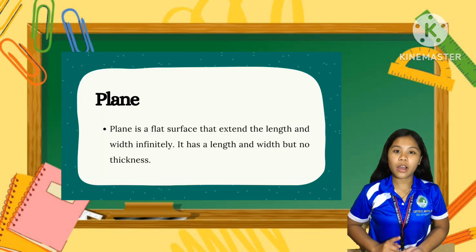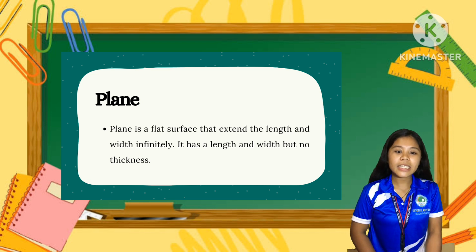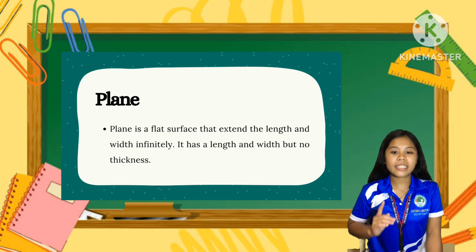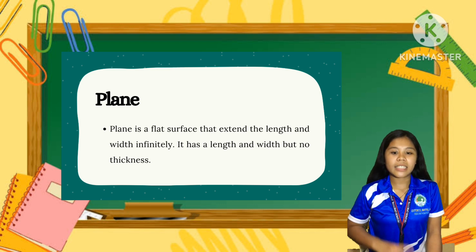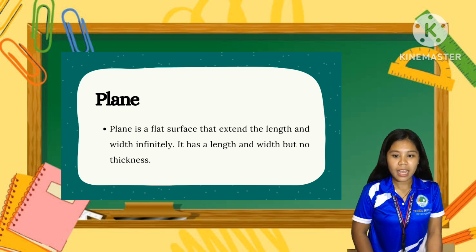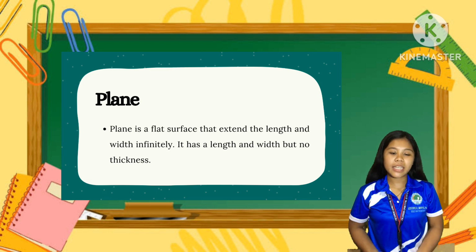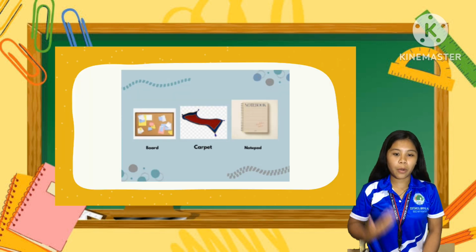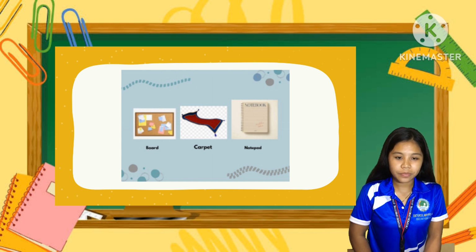So the last part of undefined terms is plane. When we say plane, it is a flat surface that extends in length and width infinitely. It has length and width but no thickness. Just like, for example, the board, carpet, and the notepad.